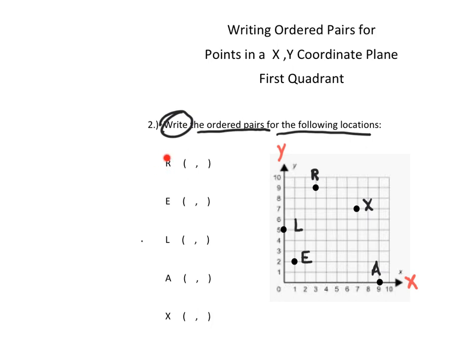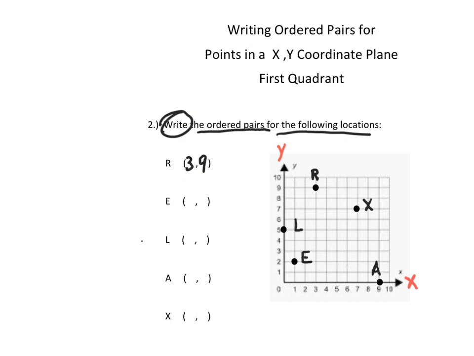So the first one is R, the ordered pair for R, and point R is over here. So I'm going to drop straight down, and I see that R is at 3 on the x-axis. I'm going to put a 3 there, and then I'm going to go to the left. From point R, go straight to the left, and I see that it's at 9 on the y-axis. So point R is at 3, 9.